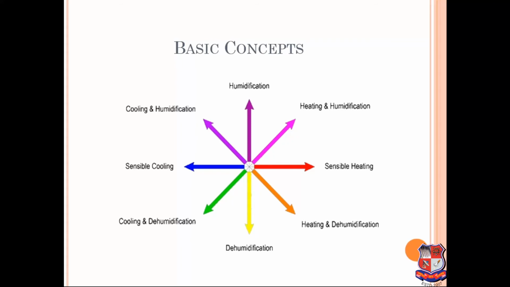Now we will see the different processes which are important to know to understand the psychrometric chart. You can see in this graph there are different processes. We will start with the sensible cooling process. Sensible cooling occurs when the air temperature is lowered without any change in its moisture content. The most common example is outside air as it cools in the evening. This is a sensible cooling process.